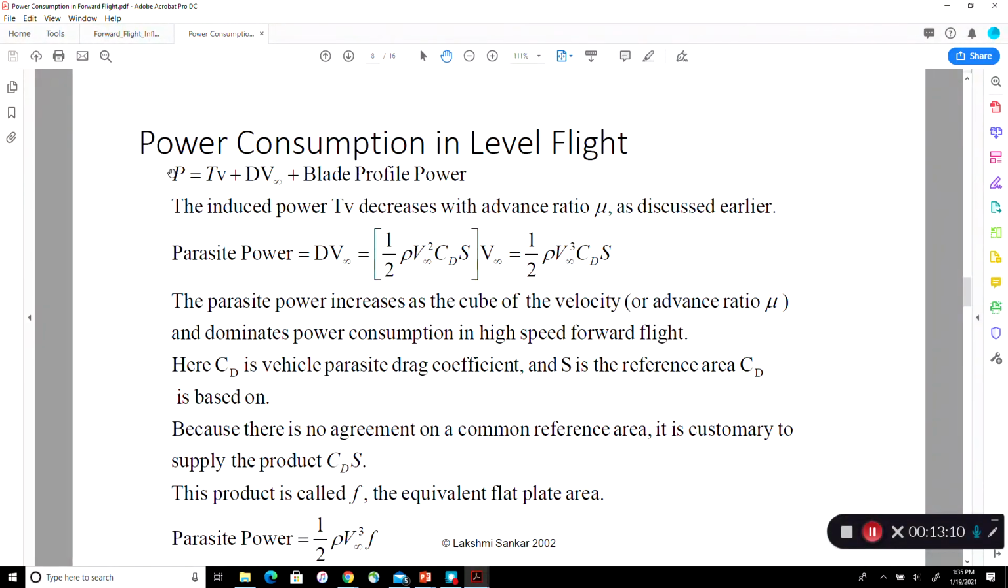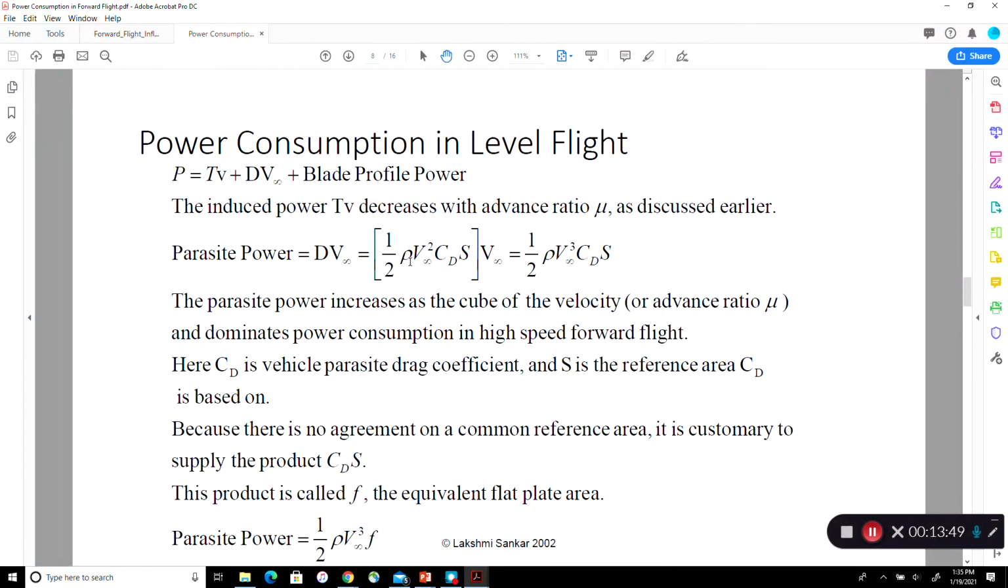So the first component is induced power. We already saw that induced velocity decreases with forward speed. Remember, lambda i roughly behaves like CT over 2 mu, where mu is the advance ratio. So the faster you go, the smaller the induced velocity. Therefore, for a given thrust, this component steadily decreases as forward velocity V infinity increases, or as advance ratio, which is roughly V infinity cosine alpha tip path plane divided by the tip speed, increases.